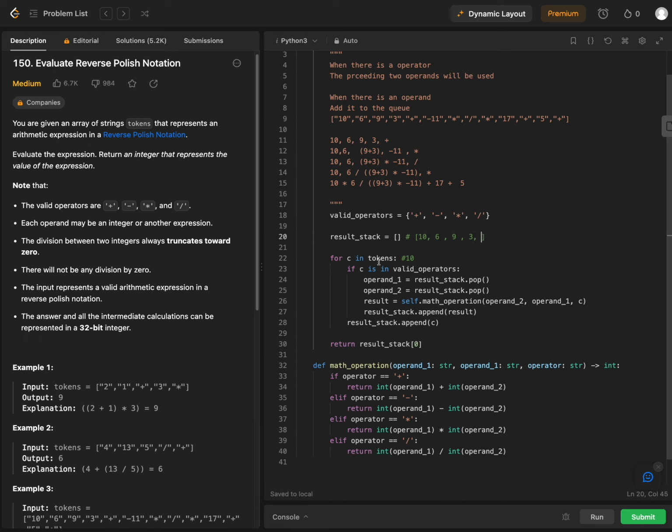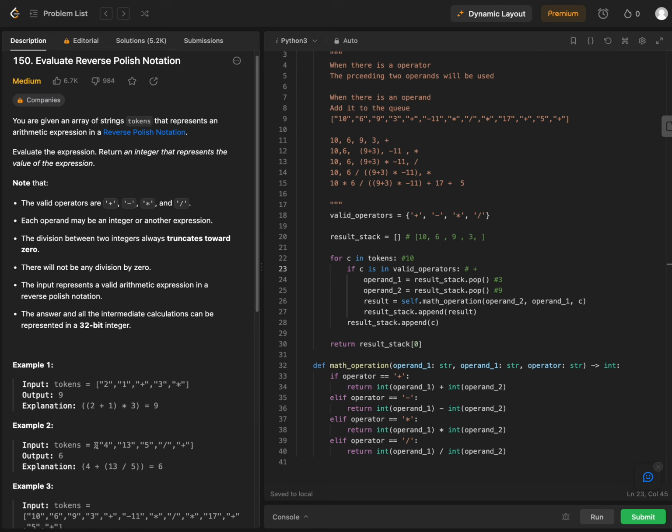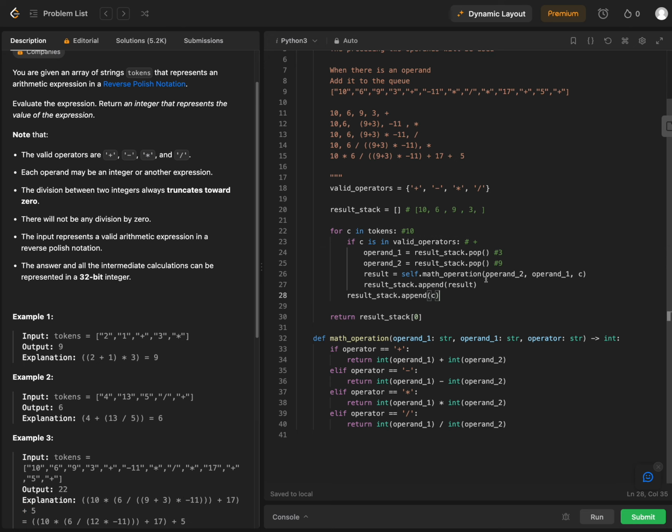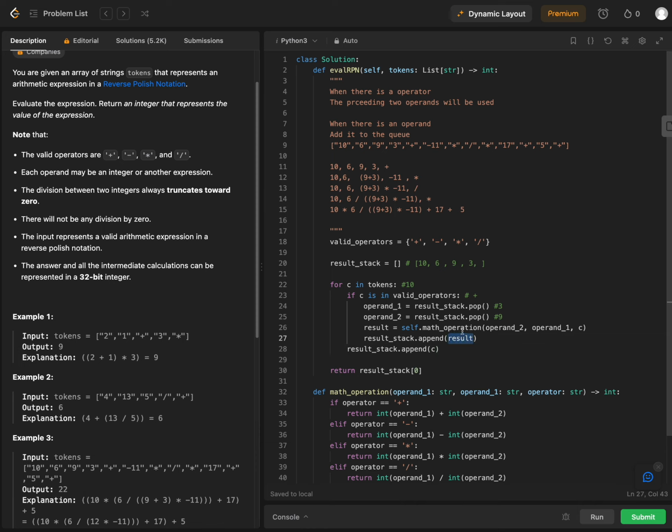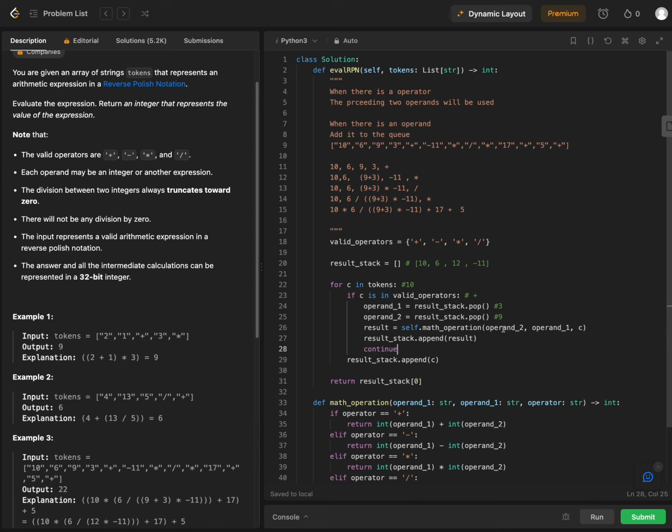Now we come to plus. When plus, operand 1 equals result stack dot pop 3, operand 2 result stack dot pop 9, self.math operation, 9 first before 3, so 9, 3, C, here in this case is a plus, so it's 9 plus 3. Append result, 9 plus 3 is 12, 12 will be appended, done, right? We are moving on to the next, which is negative 11. Negative 11 comes into the stack, result stack dot append C, continue. Yes, now we are at here.